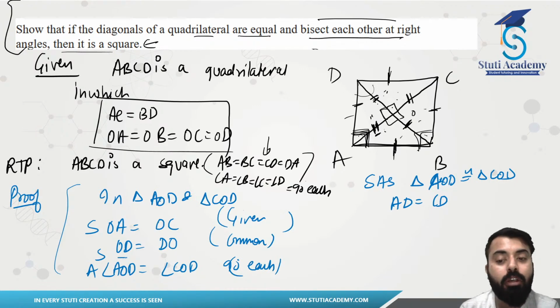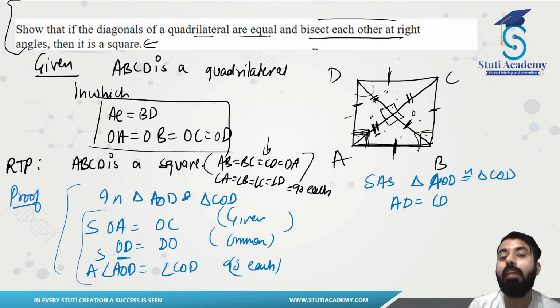See, I cannot say OD can be equal to AD. That is the main thing to be noted here. Whatever you have used for the proof, you cannot use again to prove something else. You cannot use CPCT for already proven things. CPCT can only be used for those parts which haven't been used in the proof, but they are supposed to be congruent. So AD is supposed to be congruent to CD.